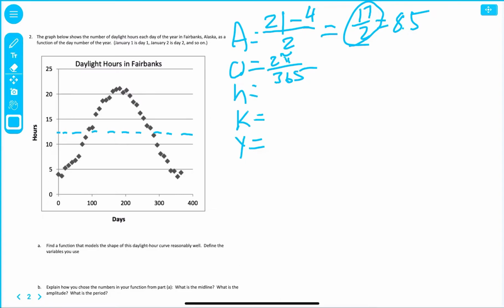All right, what is our horizontal translation now? Where are we going to start this at? We're starting on the y-axis, right? What kind of function is this going to be?